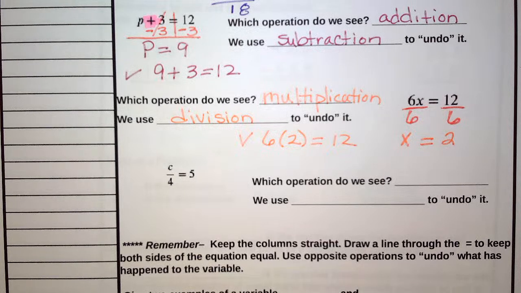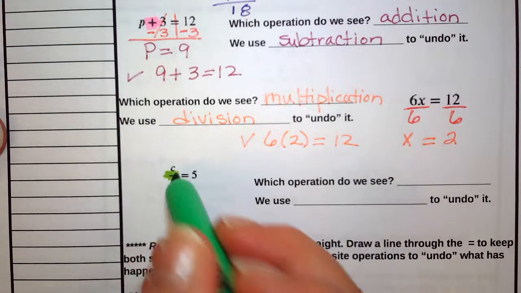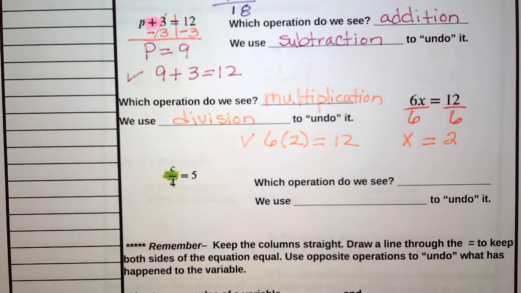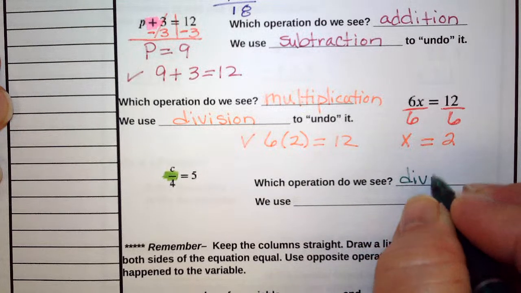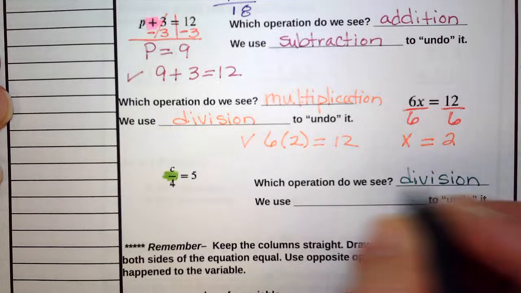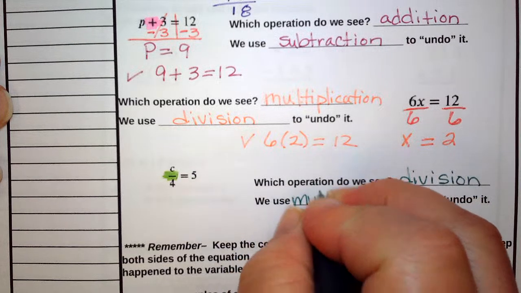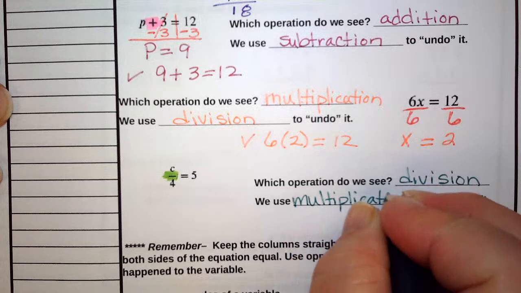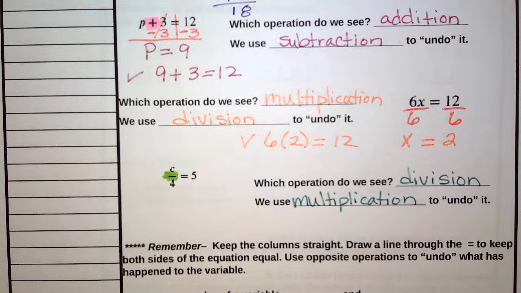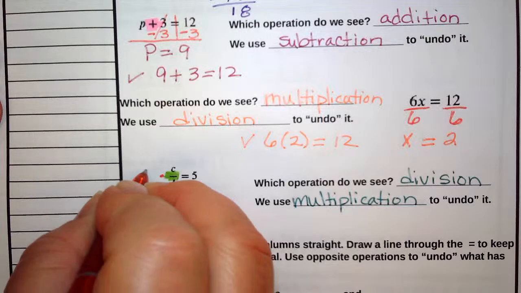For the next one, what do we see? What does this bar tell me to do? It tells me to divide. What is the opposite of division? Multiplication. So I've divided by 4. I'm going to multiply by 4.